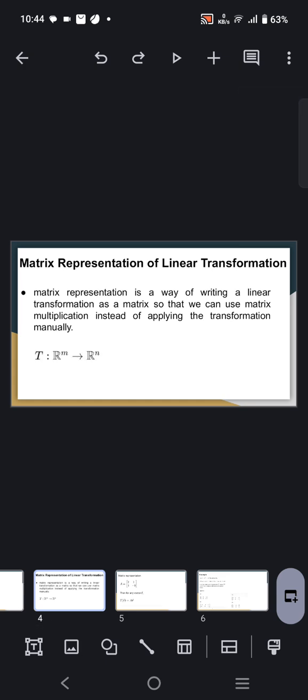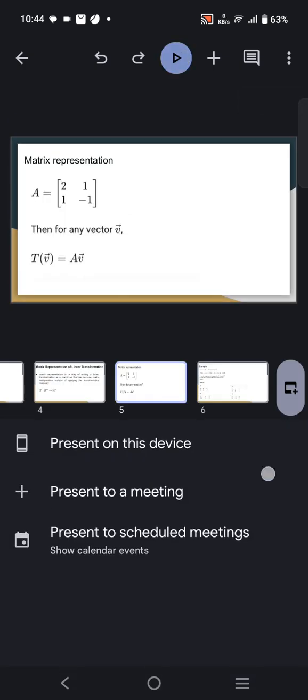By calculating like this, we get this matrix: 2, 3, minus 1 and 1, 0, 1. Here, option A is the correct answer. I hope you understand about linear transformation and the matrix representation of linear transformation.